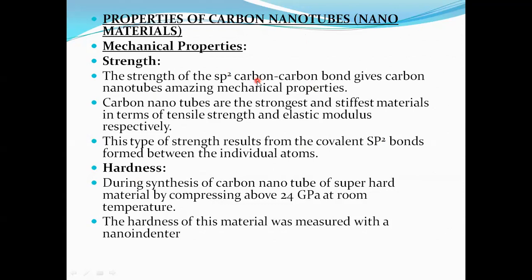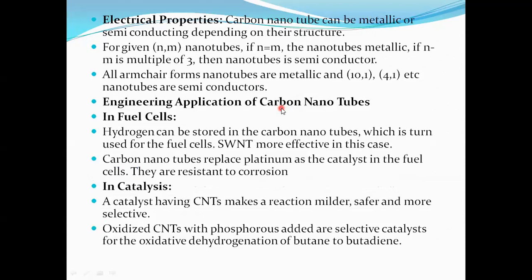Now let me see the discussion here. In our previous class, we discussed that carbon nanomaterials have excellent electrical properties, and these carbon nanomaterials have very good catalytic activity. Remember these two points. Carbon nanomaterials have excellent electrical property and very good catalytic activity.